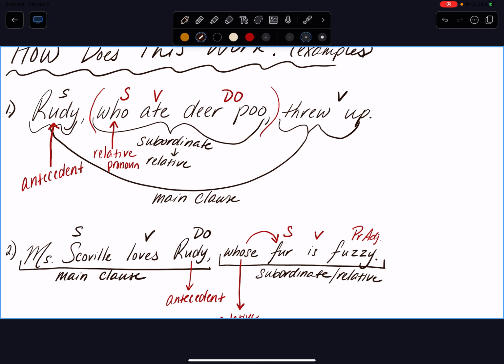If you were to read this out loud, you would say, Rudy, who ate deer poo, threw up. You heard the pause? I wouldn't just say, Rudy who ate deer poo threw up. Oh. I just might say it like that. I mean, you might, but it's wrong. You could say that, but you'd be wrong.